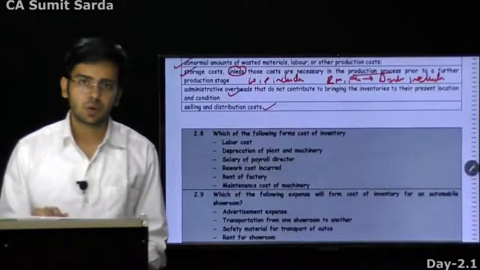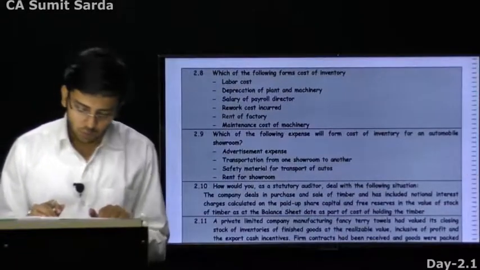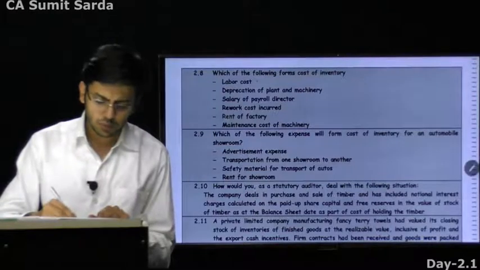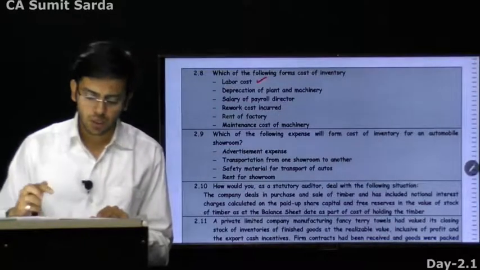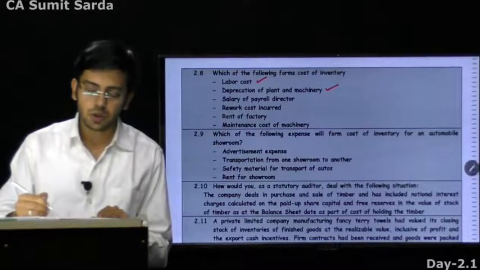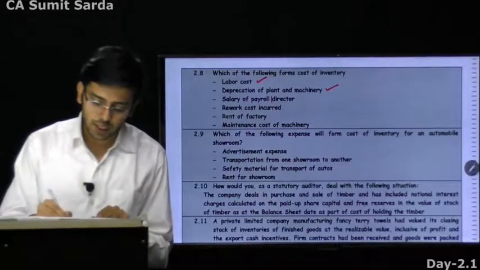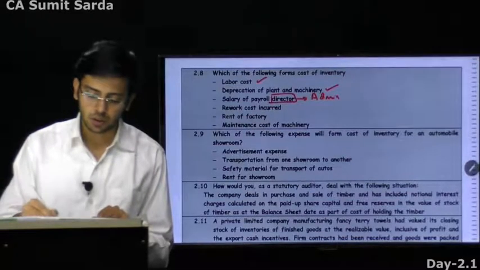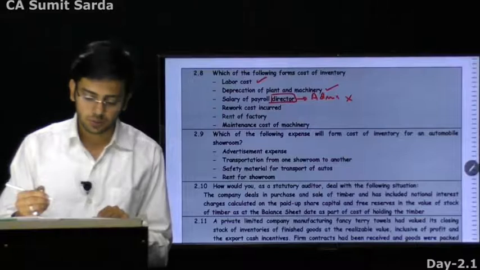So look at some questions. Which of the following forms cost of inventory? Labor cost. Yes, definitely a part of inventory. Depreciation of plant and machinery, as we have discussed, yes, this will be a part of inventory. Salary of payroll director. The director is considered to be administrative in nature, not to be included.